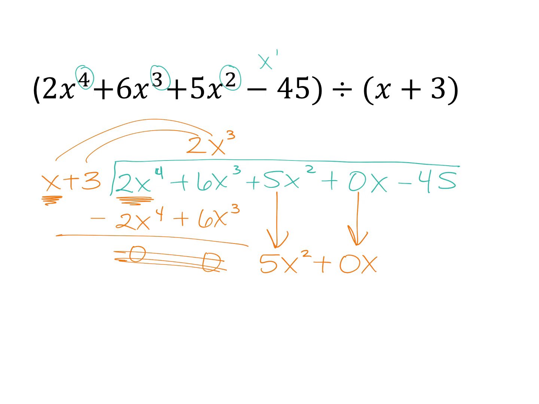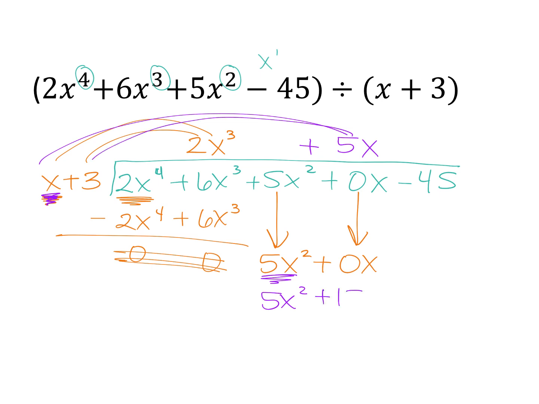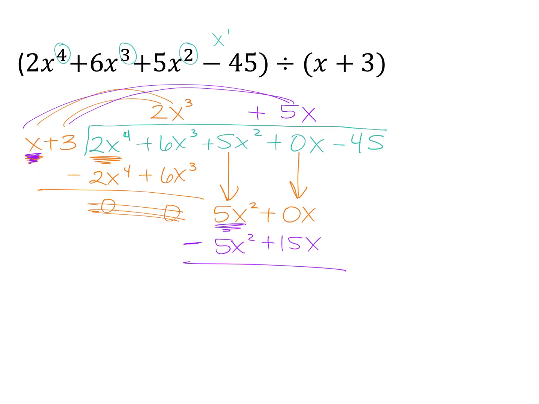So now you're saying, what can I multiply x by to get 5x squared? 5x. Okay, so that goes way over here. If I multiply 5x times x, it's 5x squared. 5x times 3 is 15x. Subtract them. What do you get? Negative 15x. Right? Negative 15x. Bring down the negative 45.